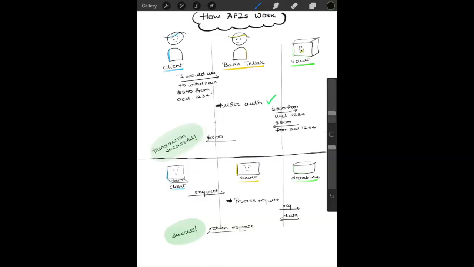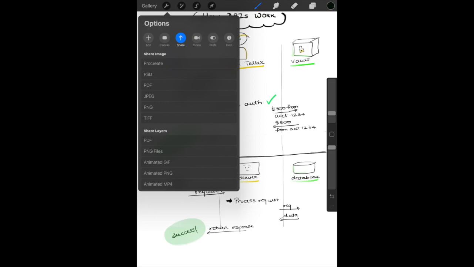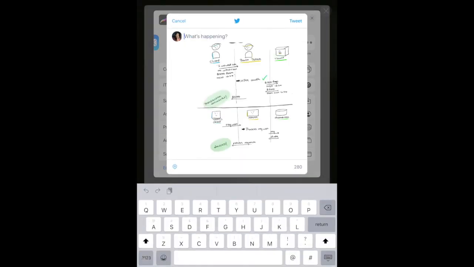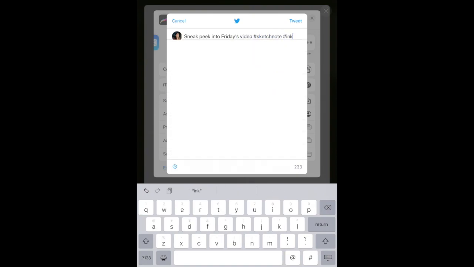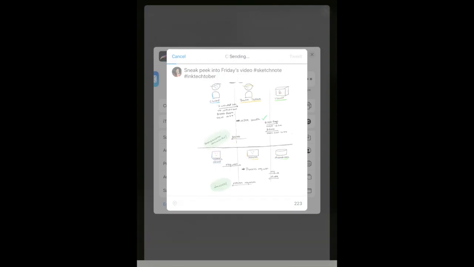Now for the final part, which is publishing it and sharing it on social media. So I'm going to do that now. So that's it. The sketchnote is live on Twitter.